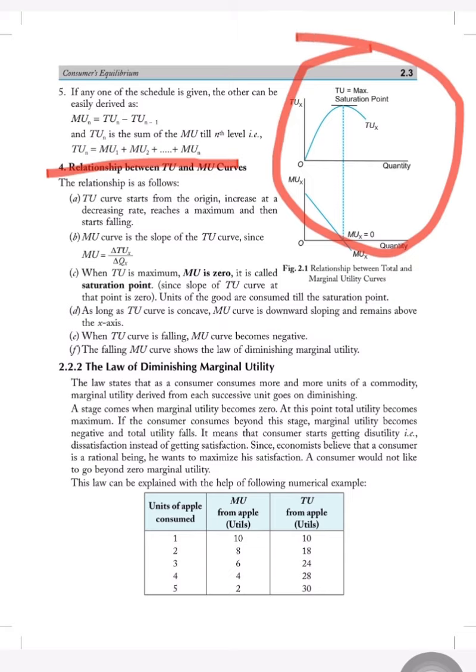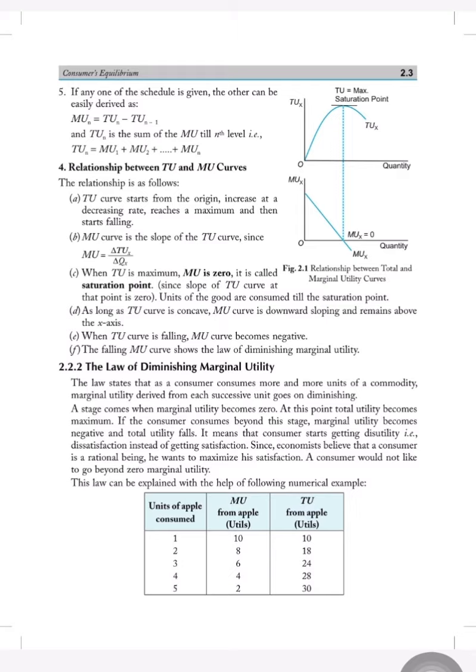As I have already discussed, marginal utility will decrease from the beginning. Here you can see marginal utility is decreasing from the beginning, and at this point it's 0, and after this, when it keeps decreasing, it's negative. But total utility is increasing from the beginning. At a particular time it remains constant and then starts decreasing.